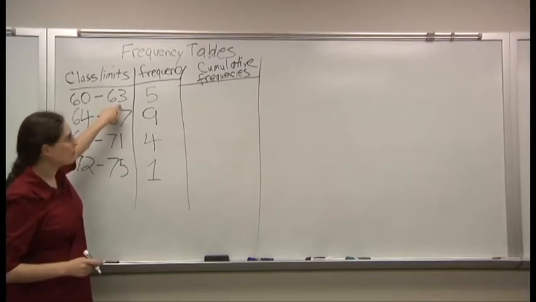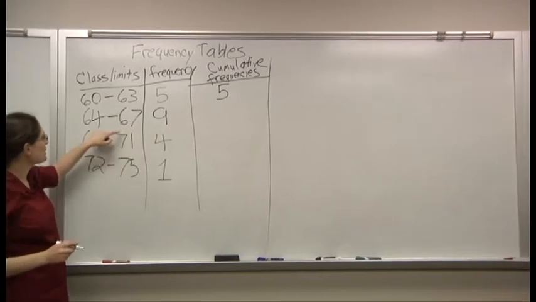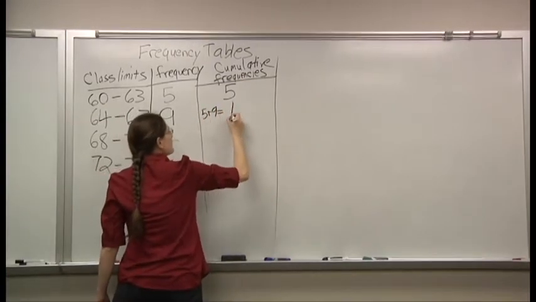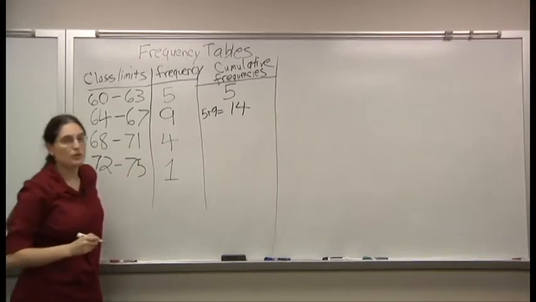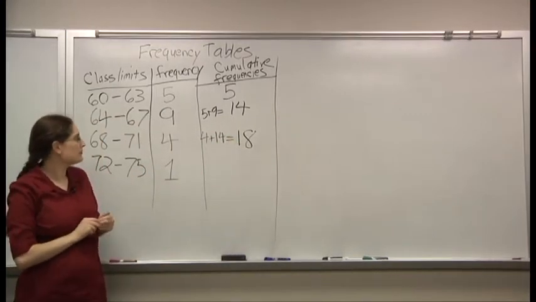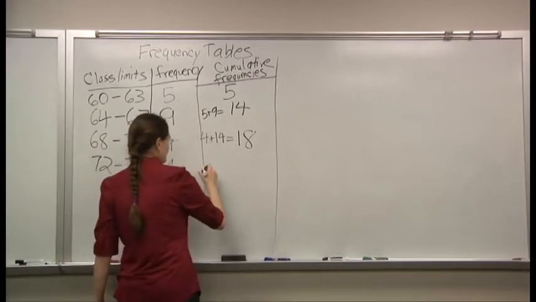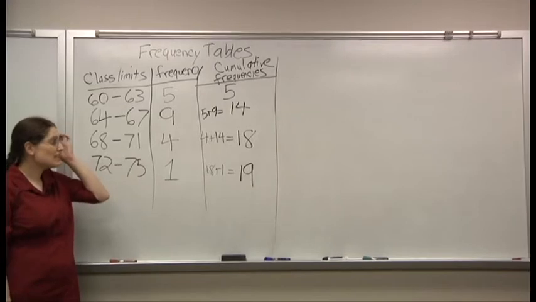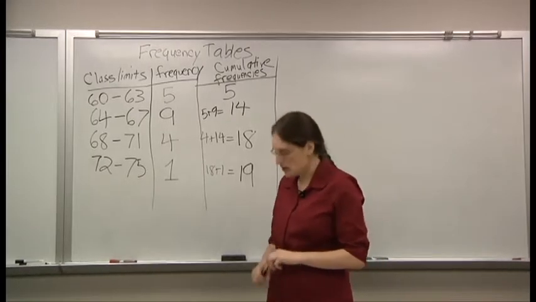So this would be everybody up to 63 inches tall. Okay, that's 5. The next cumulative frequency will be everybody up to 67. That would be 5 plus 9. And the third one is going to be everybody up to 71, which will be 18. So you take this one, add the next one, that gives you a cumulative frequency. 18 and 1. The last cumulative frequency is 19, which happens to be the same as the total number of people that I started with. Okay.